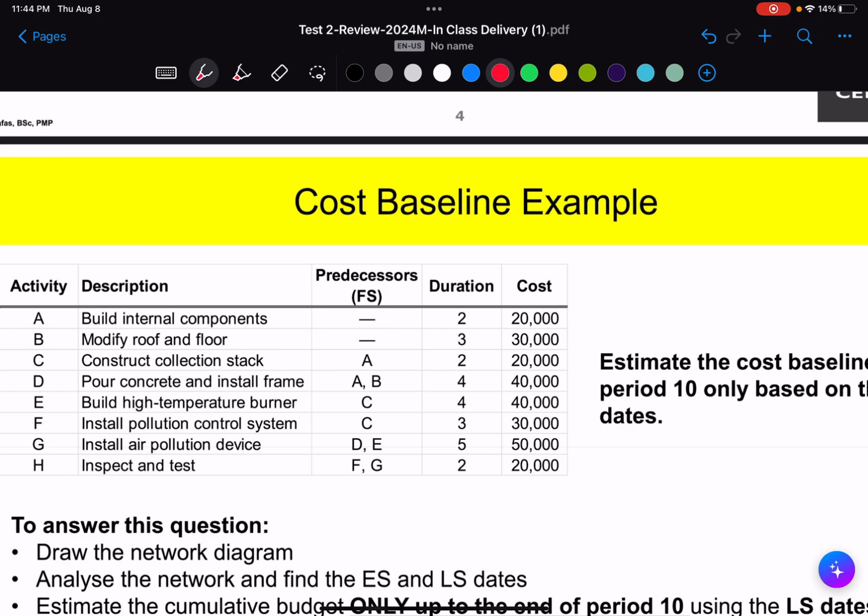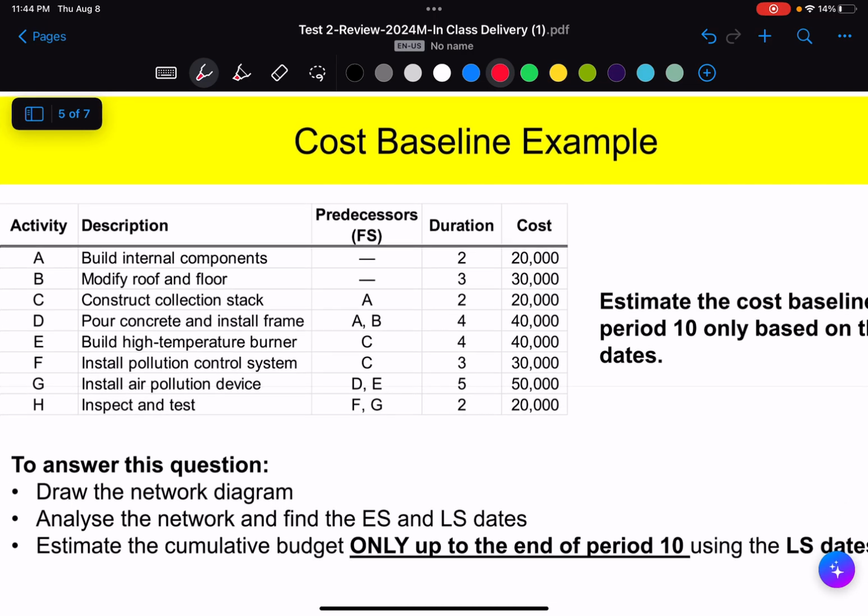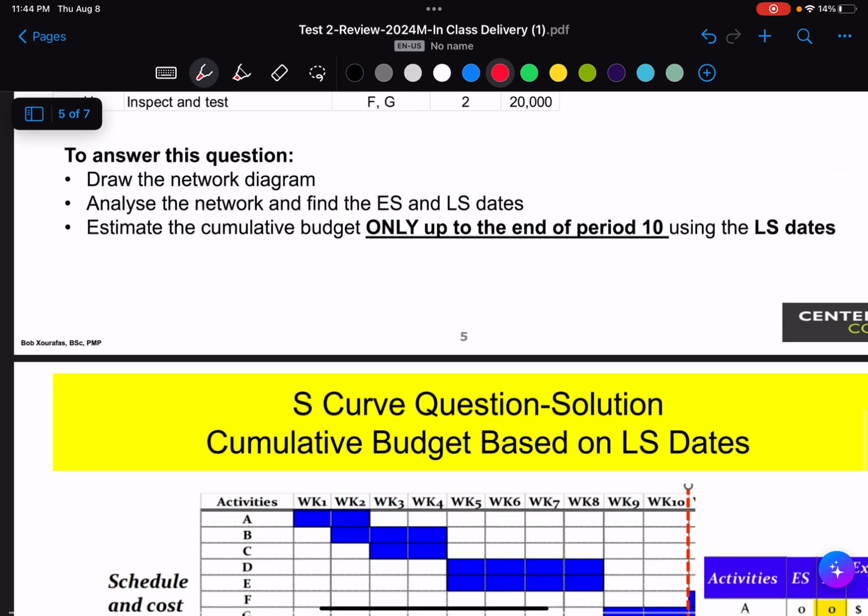So we are also given the sequence relationship between them. They are all finished to start. However, some of them have some complicated relationship with their predecessor activities. So let's get into it.